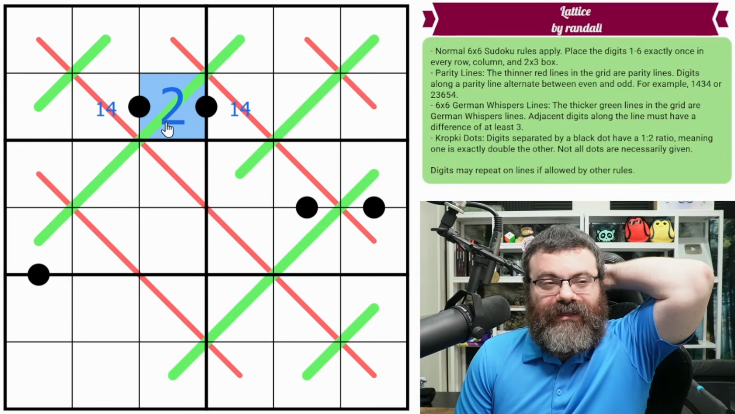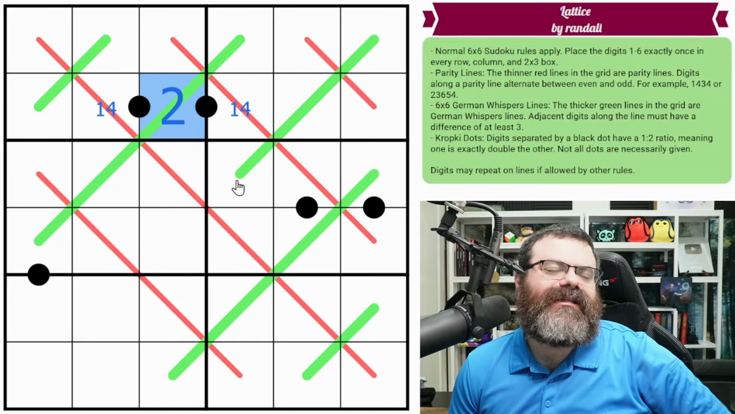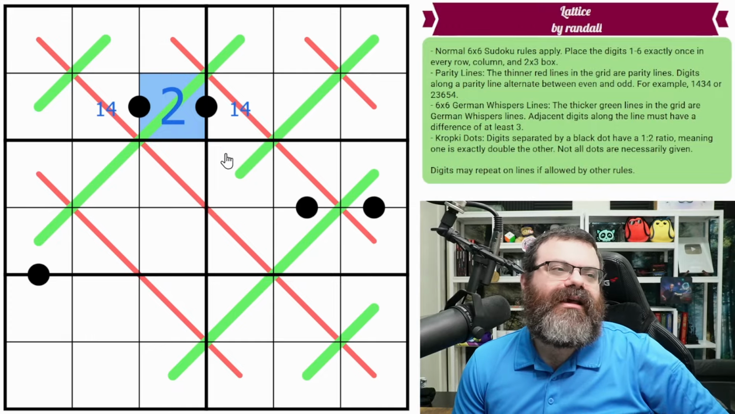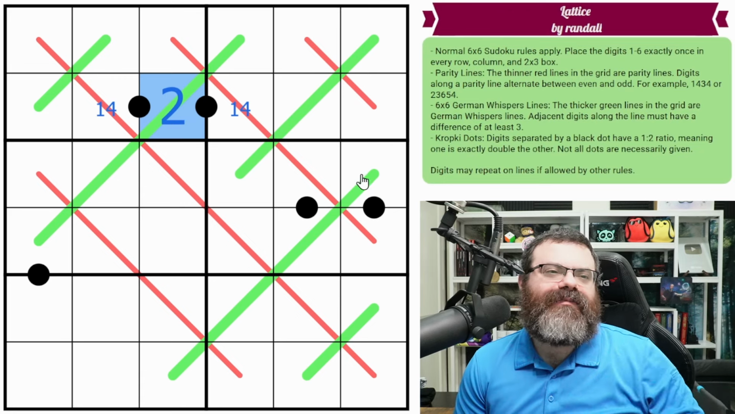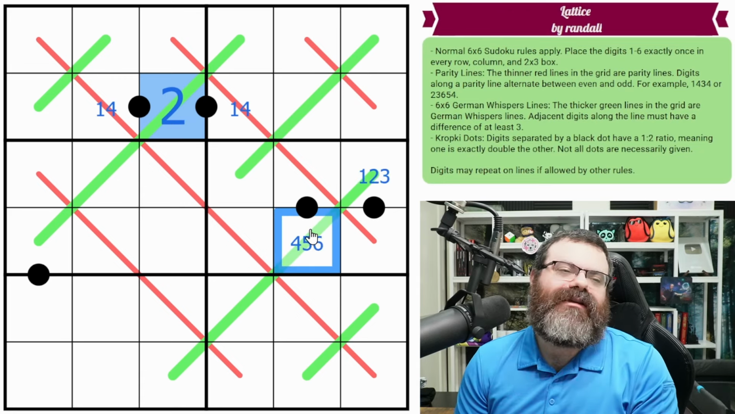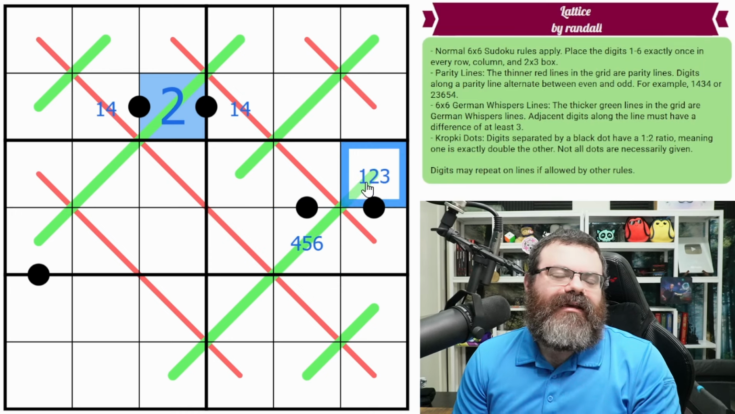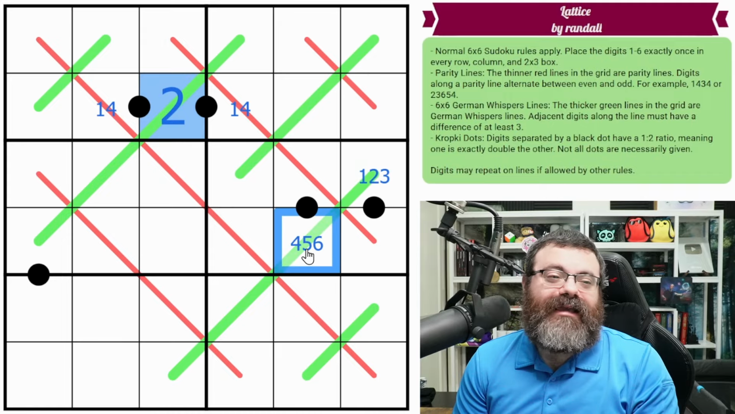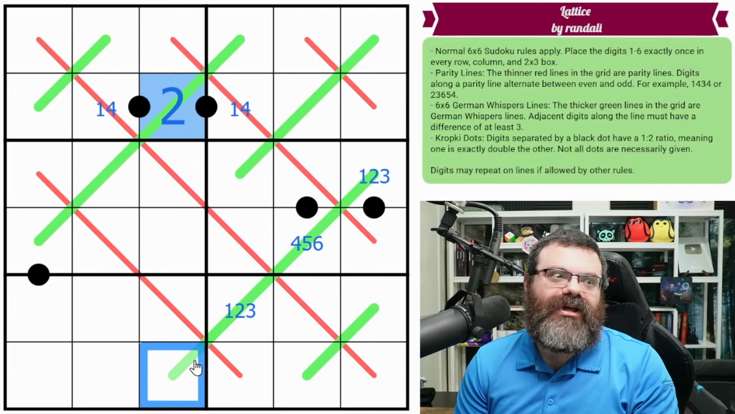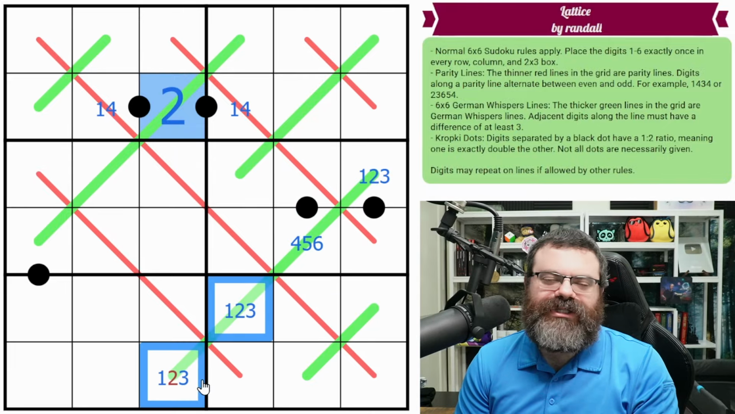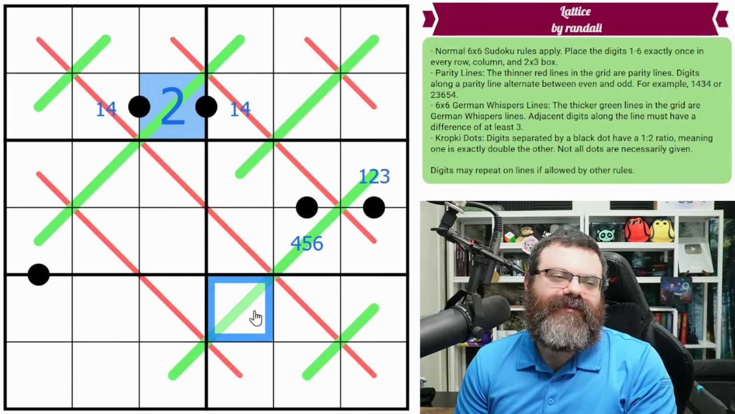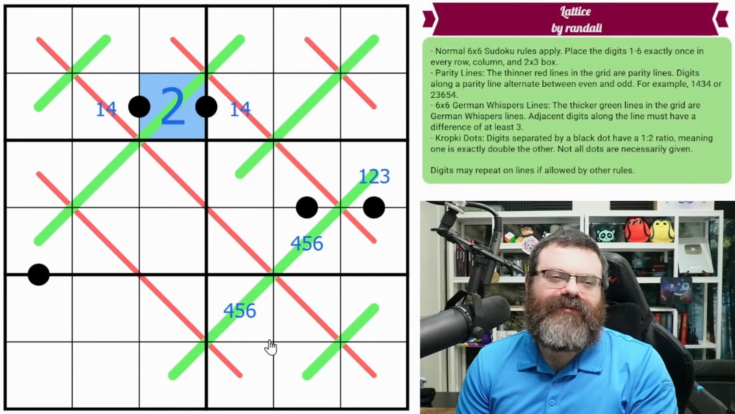There's an interesting concept in German whisper lines that the difference of 3 is specifically tuned to do, which is that they always alternate low-high. I'm going to call low a 1, 2, or 3, and high a 4, 5, 6. We've segmented the digits in half. From a low, you have to go to a high, and from a high, you have to go to a low. You can't stay within the low range because no 2 digits in the low range have a difference of at least 3. And you can't stay within the high range because no 2 digits in the high range have a difference of at least 3.